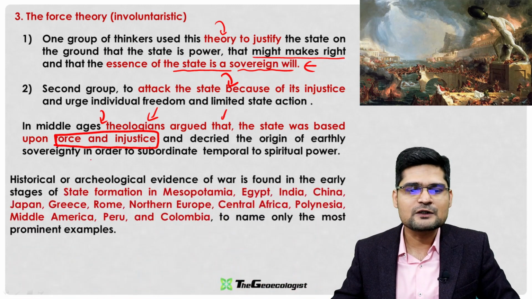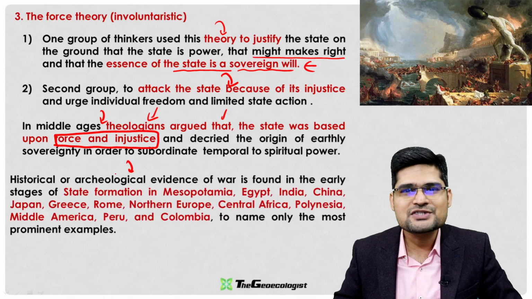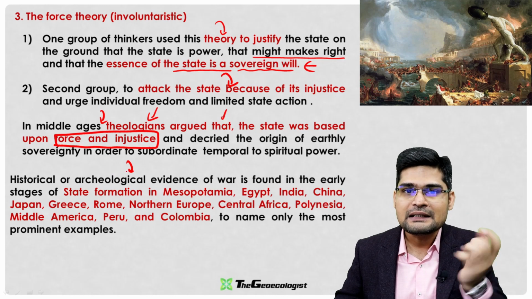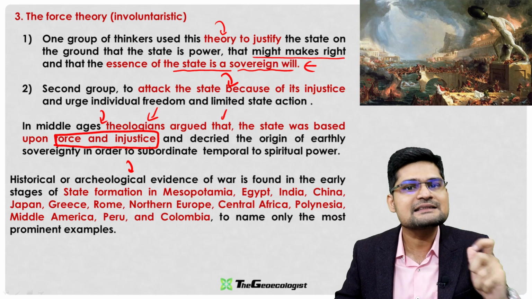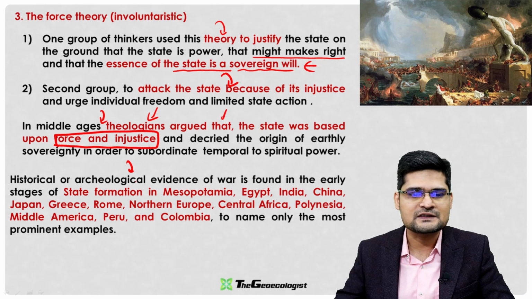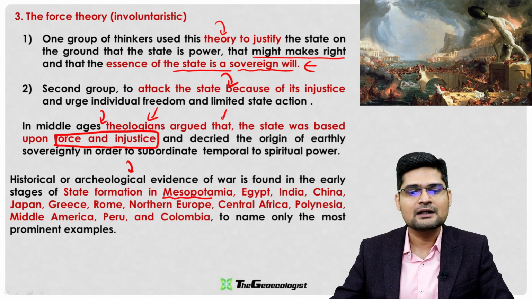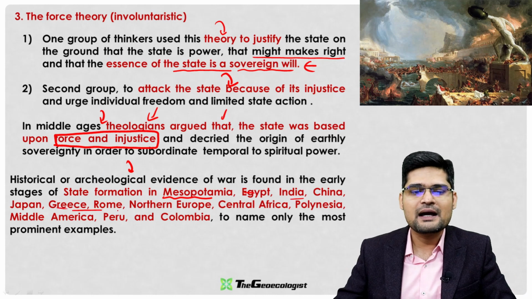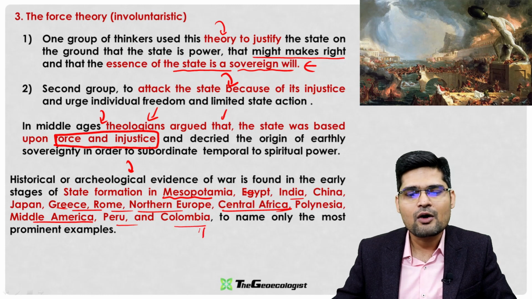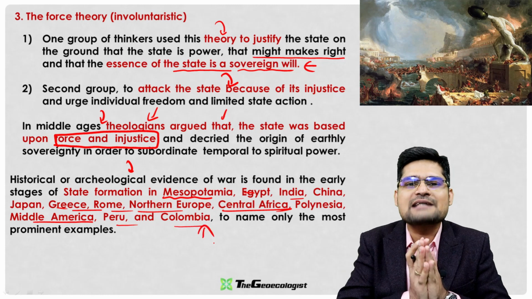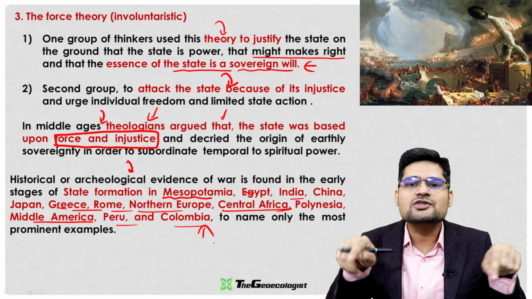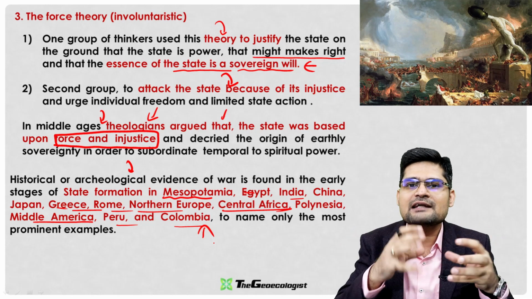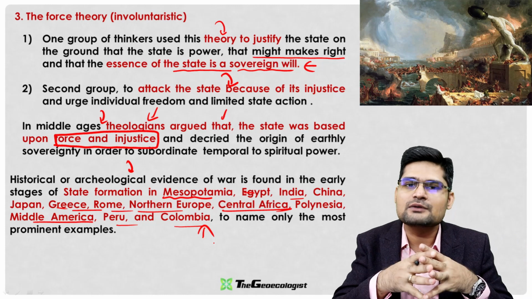But you will observe also that historically there is archaeological evidence of war being the basis for the creation of the state, right? So you say involuntaristically the state was created through wars. The state formation of Mesopotamia, Egypt, India, China, Japan, Greece, Rome, Northern Europe, Central Africa, Polynesia, Peru, Colombia, all these places have a lot of examples where wars and annexation of territories led to the creation of the state. So this is where we say involuntaristic theories talk about the formation of the state.